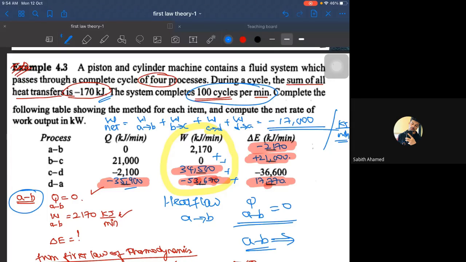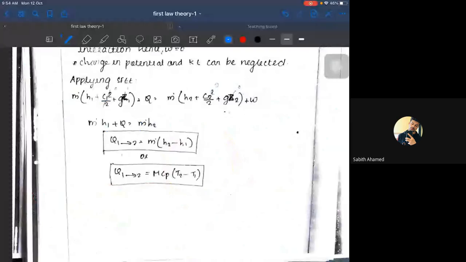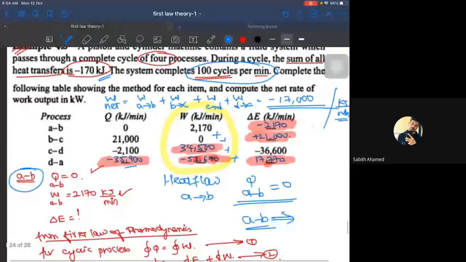Sir, watt is joules per second, no, sir? Yes, Shabit. So we have to convert minutes into seconds. Exactly. Good point, Shabit. So he has asked us in kilowatt, is it? So just convert this thing.